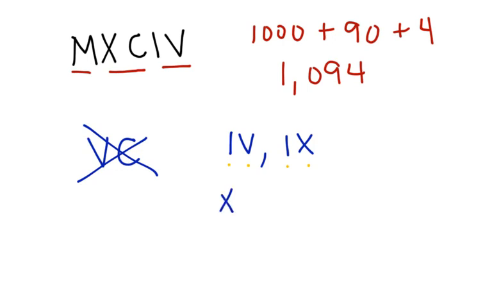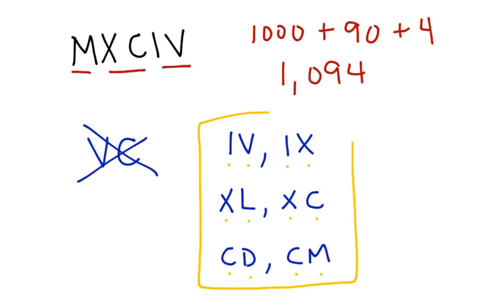And XL is okay, and XC is okay. 10 and a 50, same place value. A 10 and a 100, one place value away, so it's okay. And then C in front of D is okay, C in front of M is okay. And here what we've got is 100 in front of 500, same place value, 100 in front of 1,000, only one place value away. These are the subtractions that we're going to use. Those 6, we're not going to use any others.